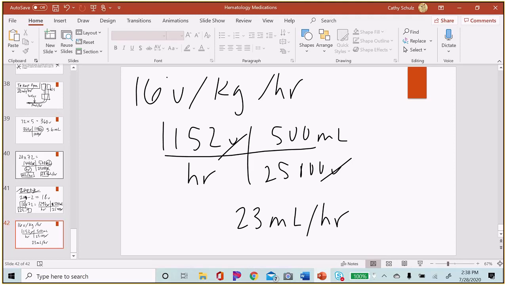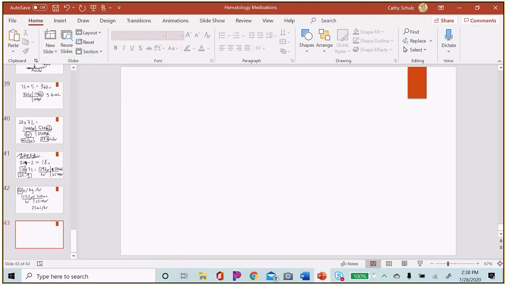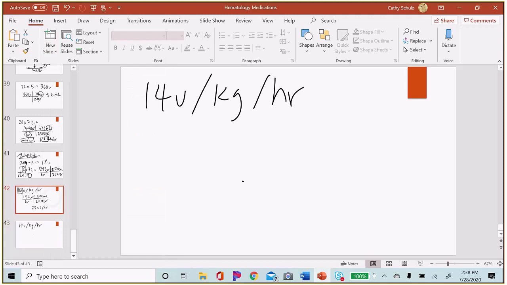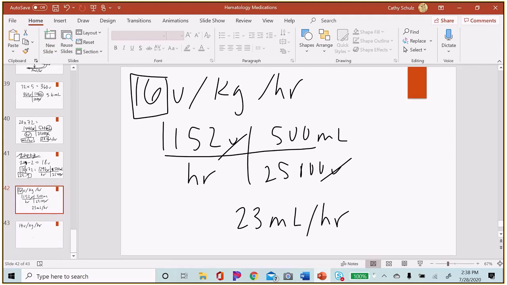But whatever the PTT is, we're adjusting from where we left off. So we left off with the patient running the infusion. We were running it at 16 units per kilogram per hour. So if the PTT is greater than 70, then we're going to again subtract 2, but from 16, so it would be 14 units per kilogram per hour. If we came back and the PTT was actually too low, now it's less than 50, then we would again adjust from 16. So we'd go up by 2, so it would be 18.